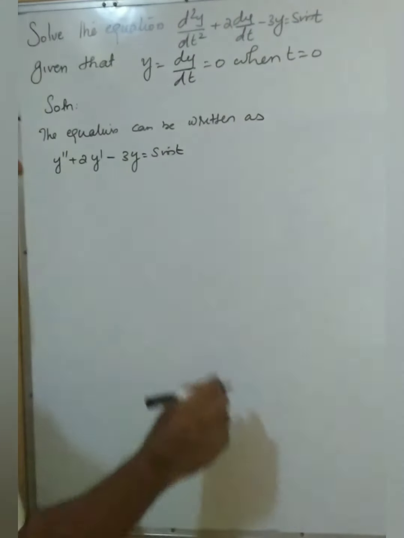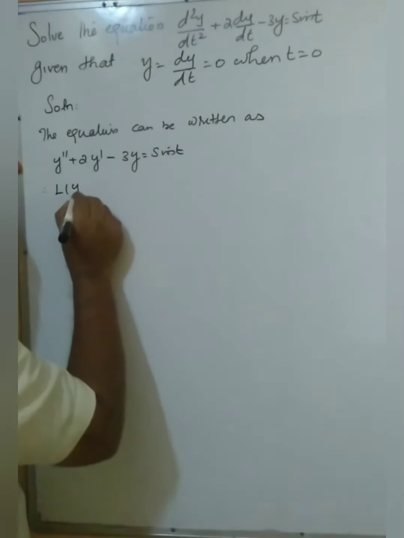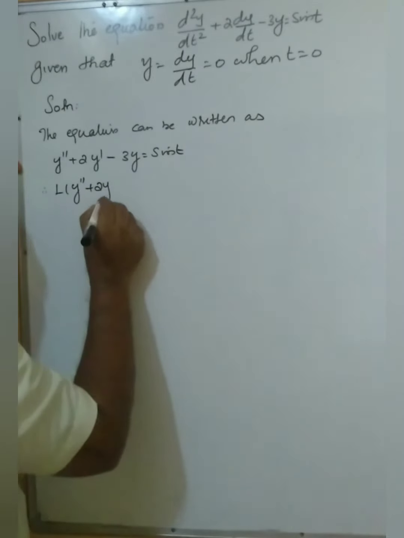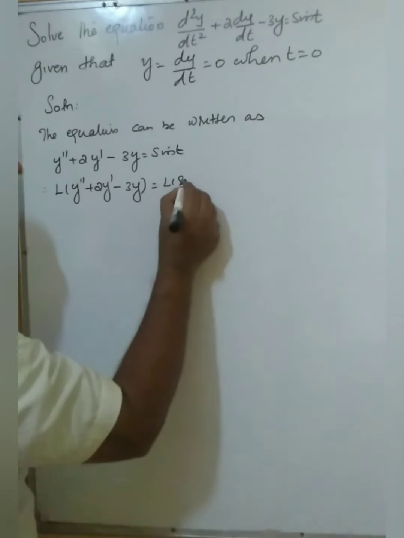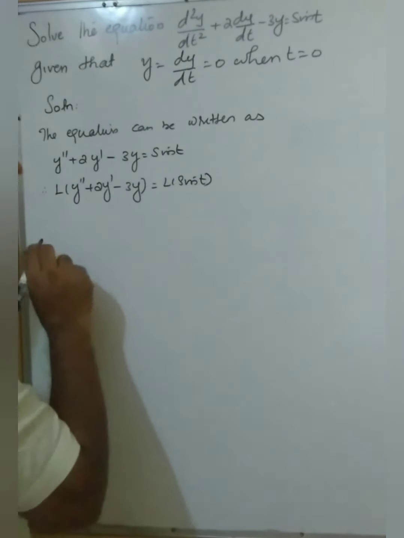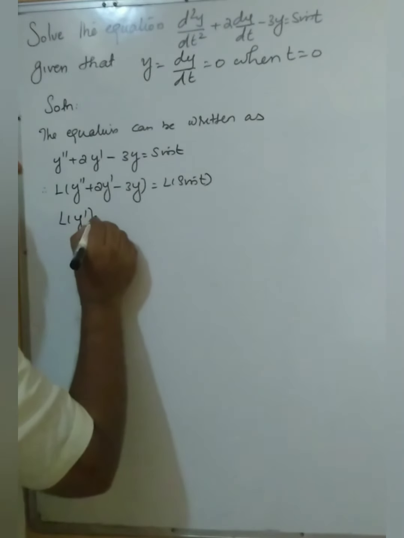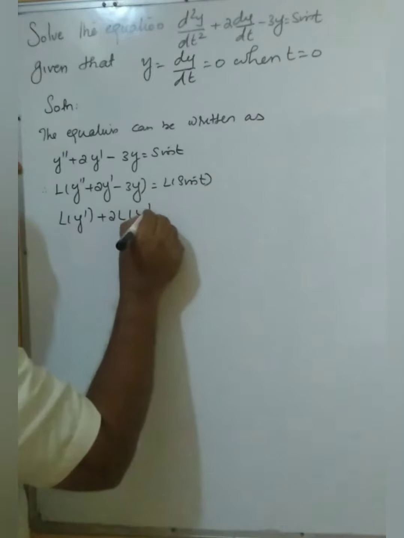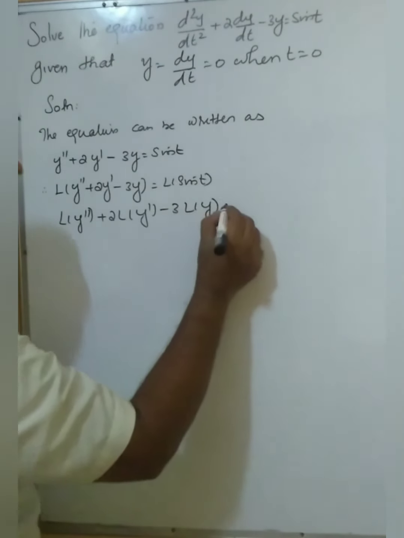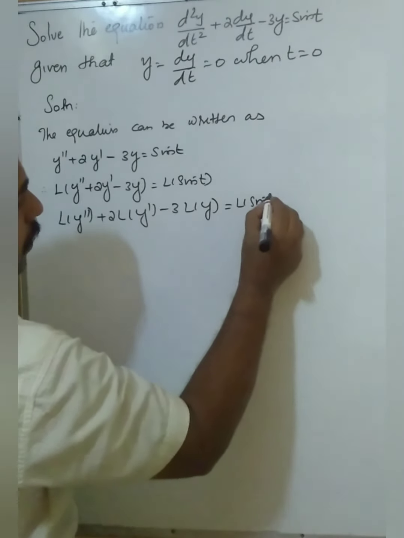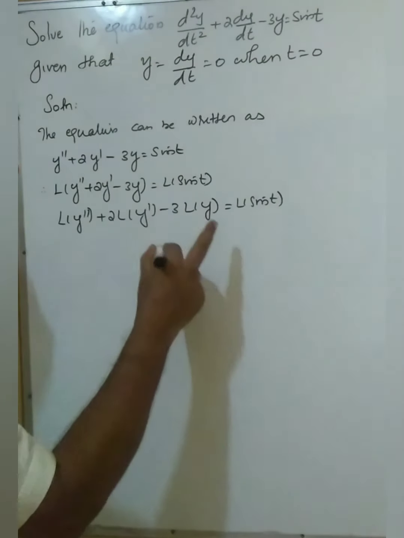Now taking the Laplace operator, we get L of y double dash plus 2 into y dash minus 3y equal to L of sin t. Now using the linear property, L of y double dash plus 2 into L of y dash minus 3 into L of y equal to L of sin t. So here we need three formulas.